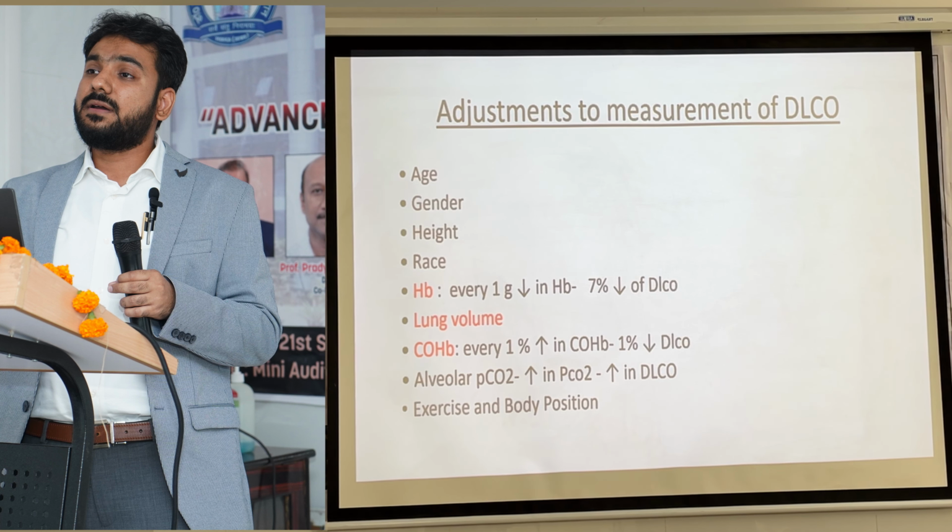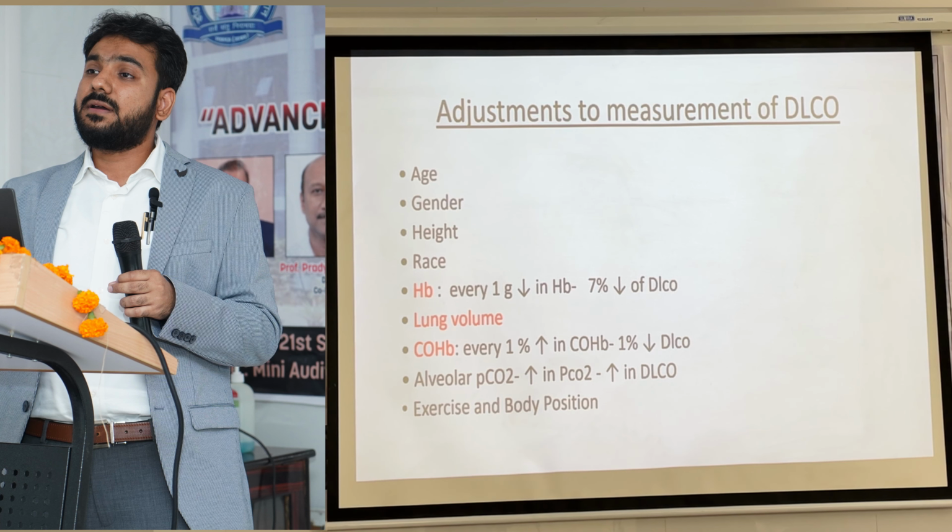Now, what are the adjustments that need to be done? These are the factors that ultimately affect DLCO. Demographic data, obviously we all know: age, gender, height, race. To standardize that, we need an exhaustive reference value, and that is what societies are trying to find. If there is a standard reference value including a large number of the normal population, the effect of demographic data can be minimized.